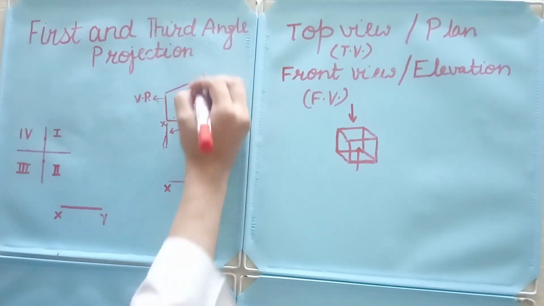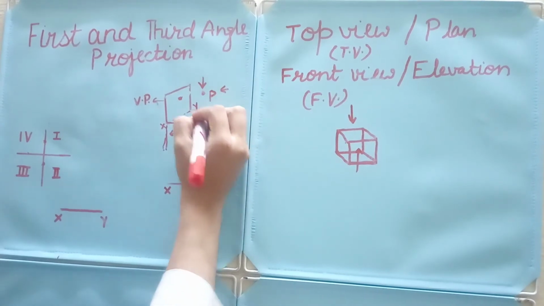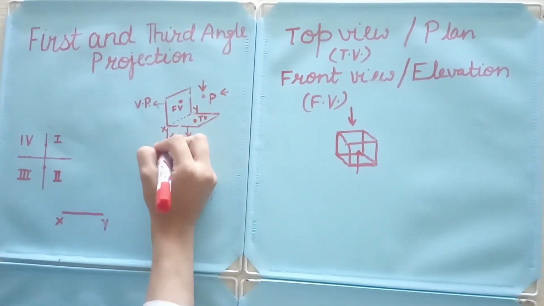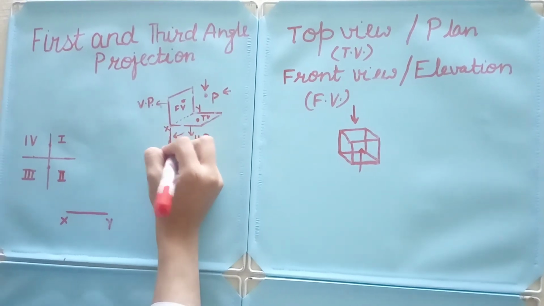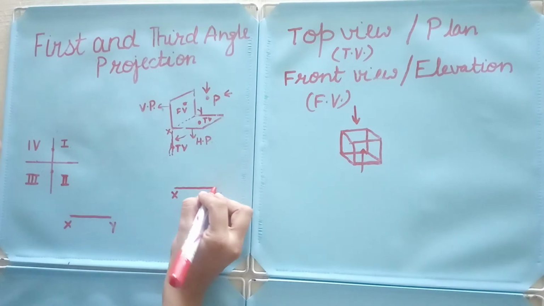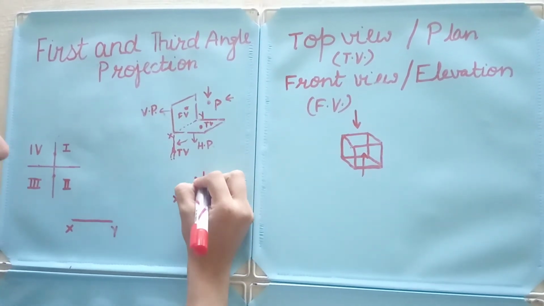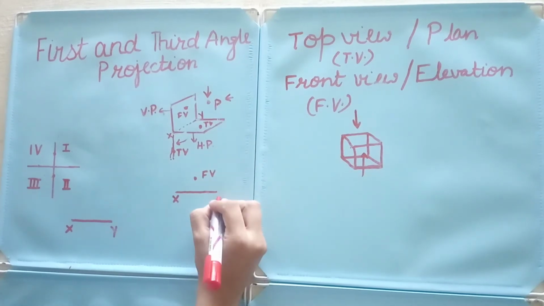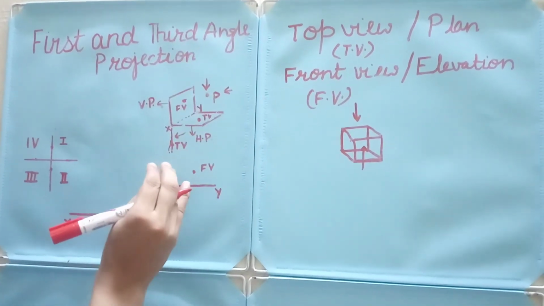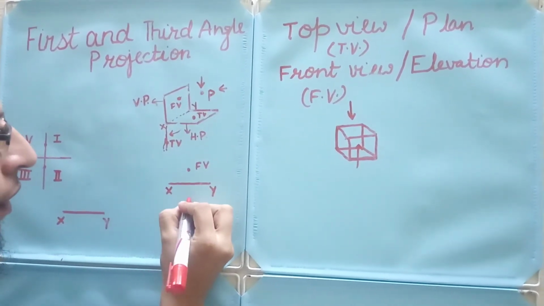This top view is represented by TV, and this is the front view FV. The top view will be rotated and it will come here. So we have this XY line. The front view is above that, so the front view will be here. And the top view, when we rotate it by 90 degrees, will come below the XY line. So it will come here.